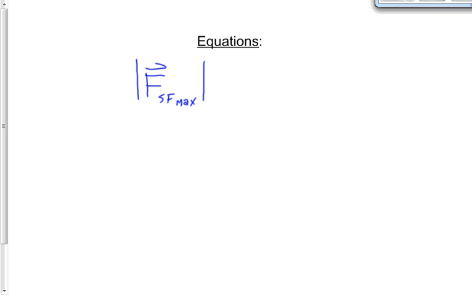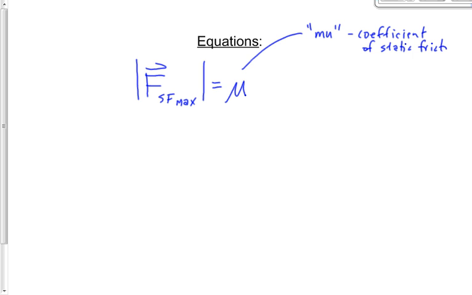The maximum force of static friction is equal to a Greek letter. It's called mu, and it stands for the coefficient of static friction. The coefficient of static friction is a value that is a constant depending upon the two materials that are in contact with each other. It is a value whose magnitude depends upon how much those two objects or materials will stick together.